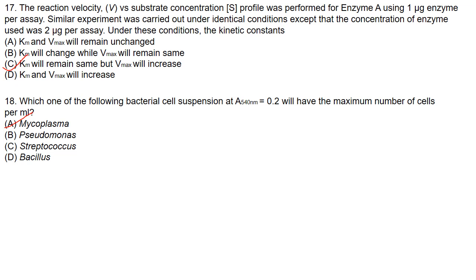Then which of the following bacterial cell suspensions at A514 nanometer equal to 0.2 will have the maximum number of cells? So the one with smaller size will have the maximum number of cells. So that is Mycoplasma, the one out of these options with the smallest living organism.